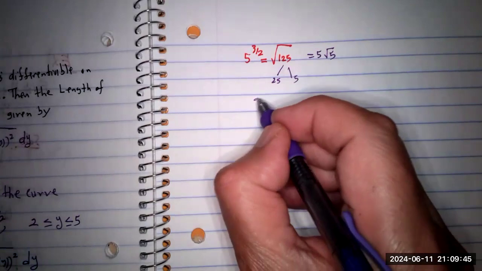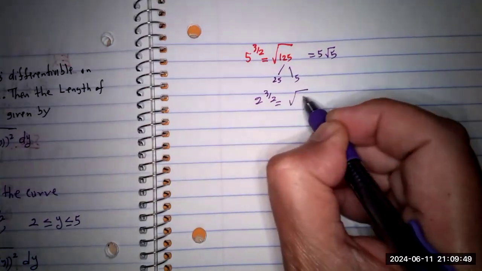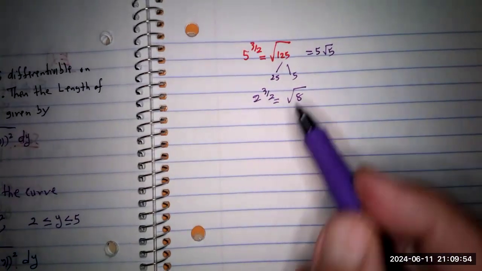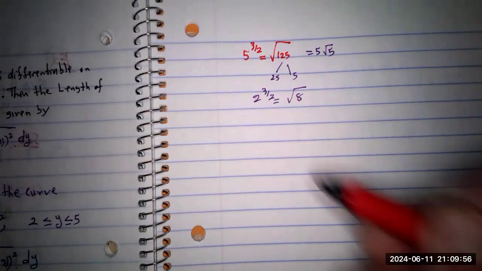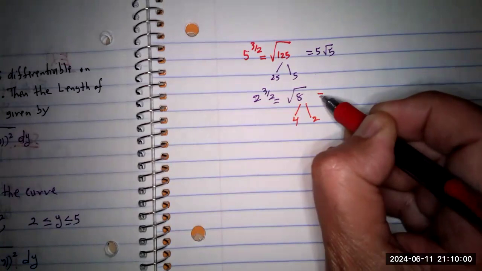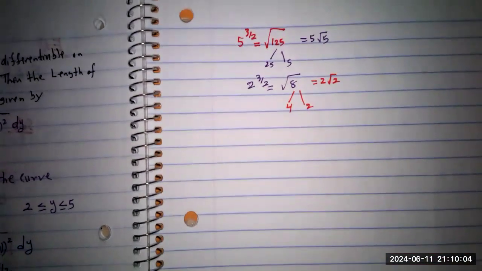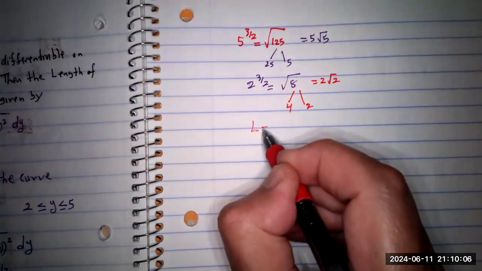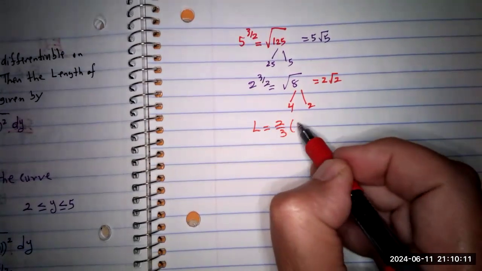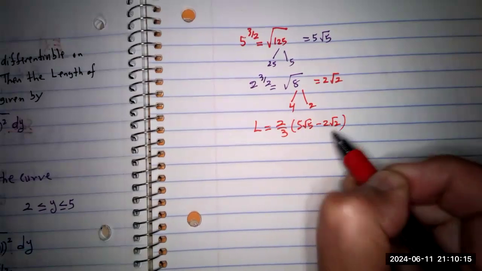The same thing for the 2 to the 3/2. It's going to be the square root of 8, because 2 cubed is 8. So 8 is 4 times 2, and that would be 2 radical 2. Okay, if you like this type of ideas. So the arc length is going to be 2/3, or you can use your calculator right away, that's 5 radical 5 minus 2 radical 2.